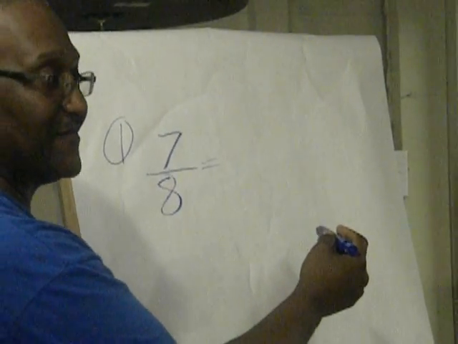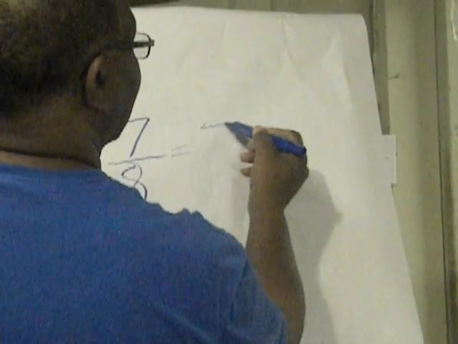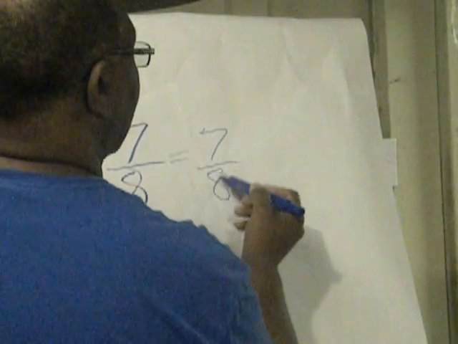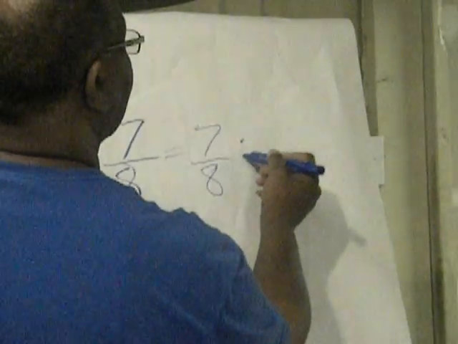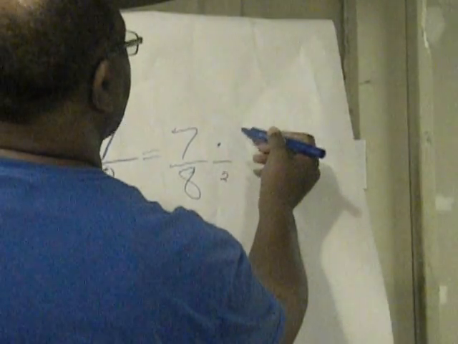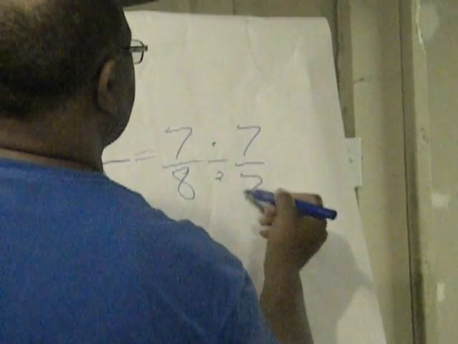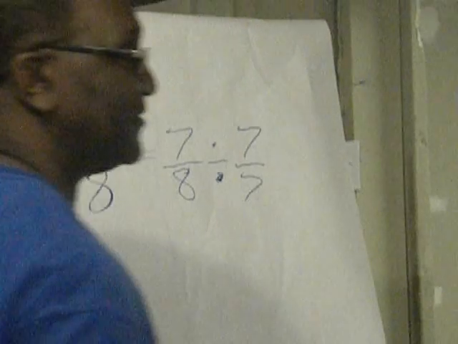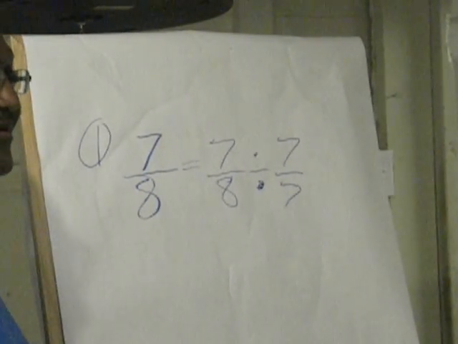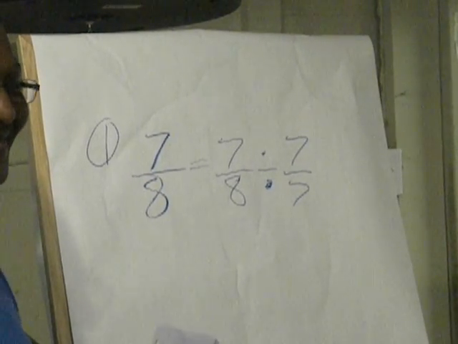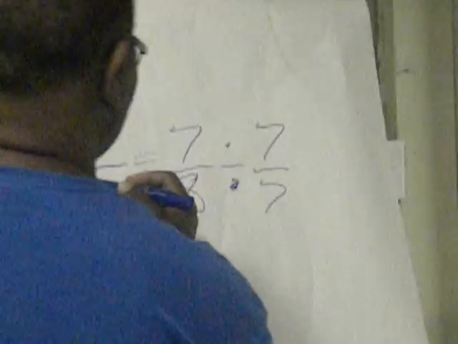Okay, what do you want me to do? 7 over 7, divided by 7 over 7? 7 over 8 divided by 7 over 7? That ain't gonna work. You sure that's going to work? That's not gonna work. No, it's not going to work.